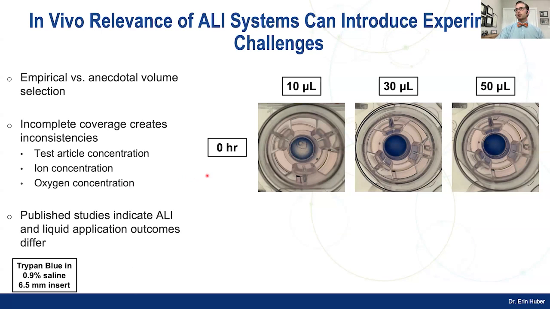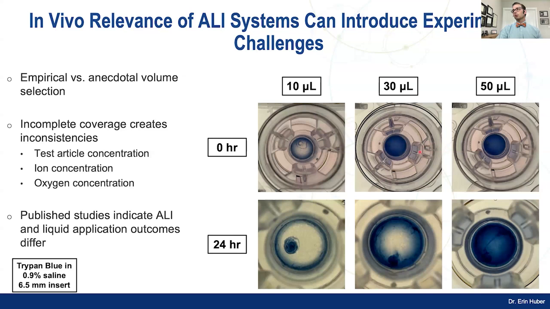And so we started this, and these are 6.5 millimeter inserts, which is a typical format used for a lot of testing applications. And when we put this volume, this is trypan blue, which is a cell exclusion dye, in 0.9 saline at 10 microliters, 30, and 50. At 0 hours, 10 microliters doesn't even cover the culture completely, 30 does, 50 does. And now if we fast forward 24 hours, 10 microliters, definitely not. 30 microliters, we're seeing a gap in the middle, 50 still covered.